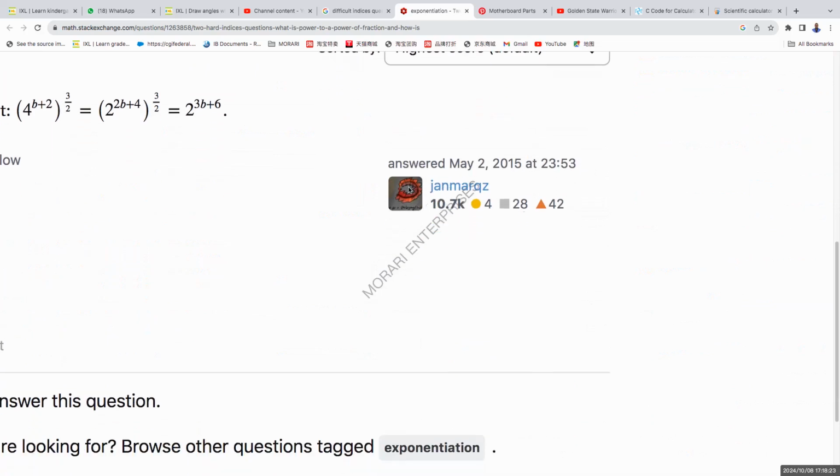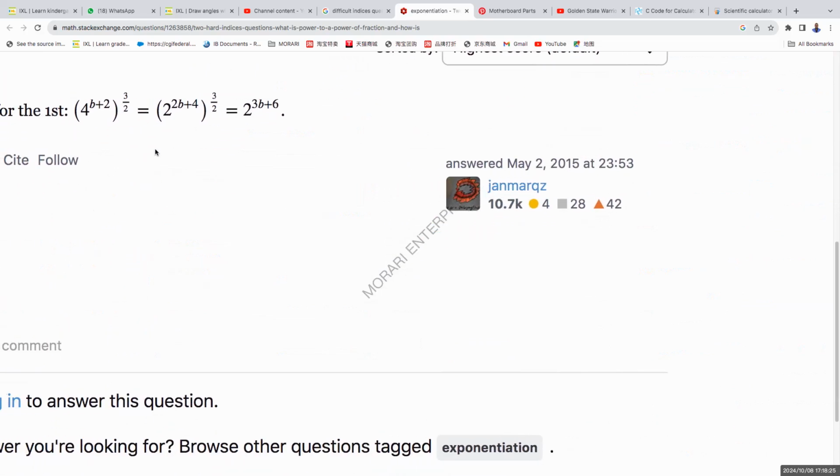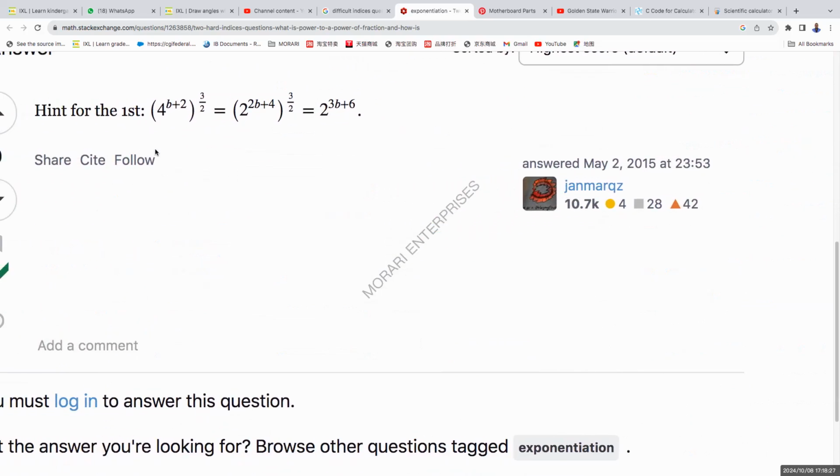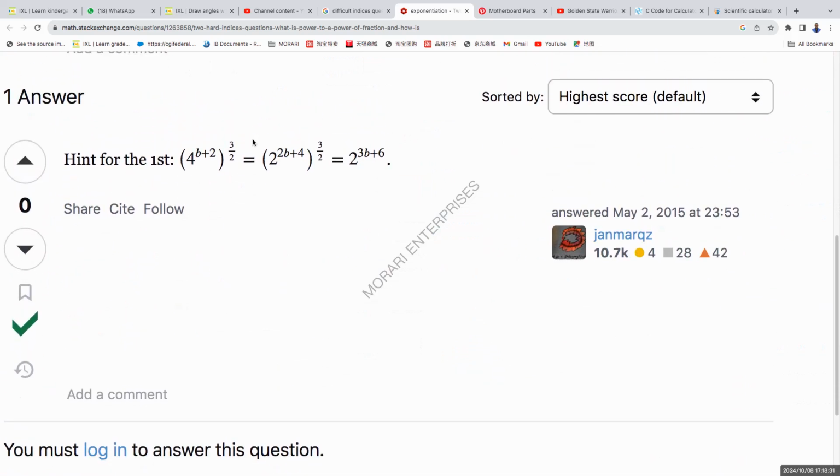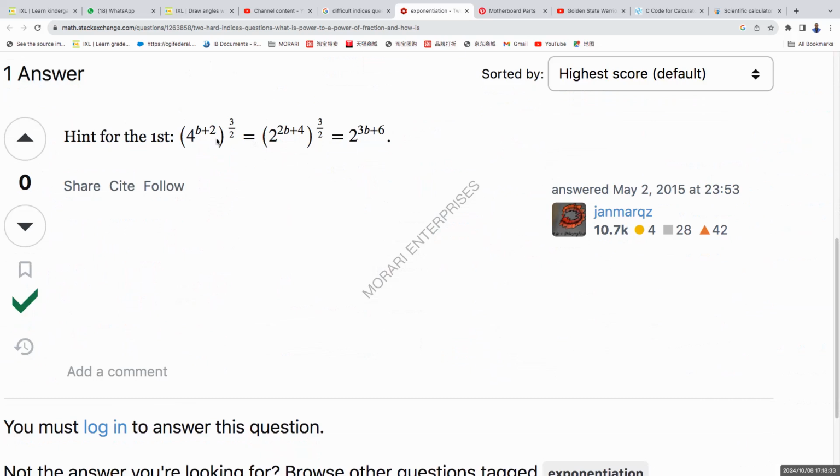Now look at this one here. Look at this. Hint for the first to this, to this, to this. Just change your 4 here to what?